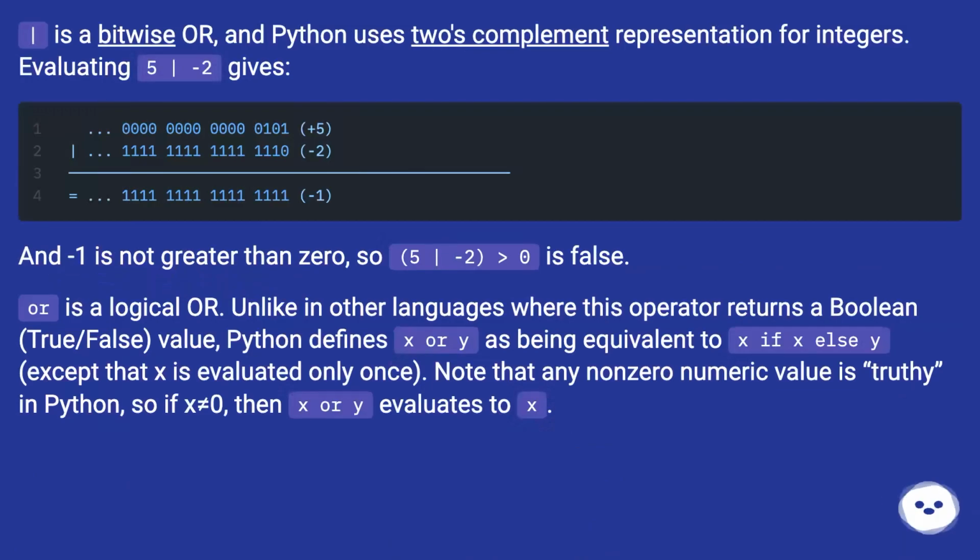| is a bitwise OR, and Python uses 2's complement representation for integers. Evaluating 5 | -2 gives -1, and -1 is not greater than 0, so (5 | -2) > 0 is false. "or" is a logical OR. Unlike in other languages where this operator returns a boolean true/false value, Python defines x or y as being equivalent to x if x else y, except that x is evaluated only once. Note that any non-zero numeric value is truthy in Python, so if x does not equal 0, then x or y evaluates to x.